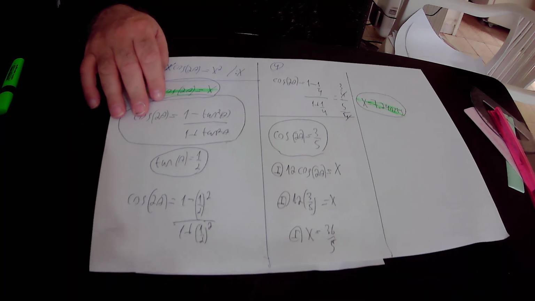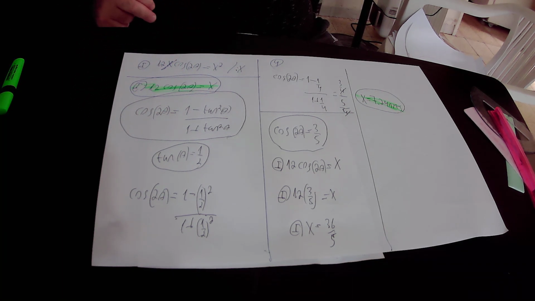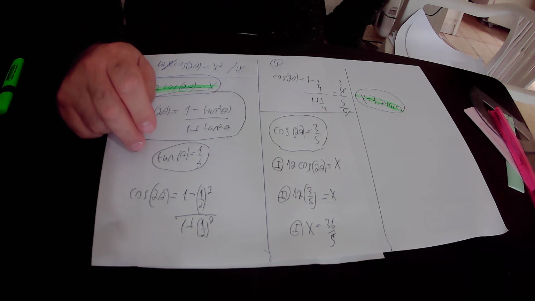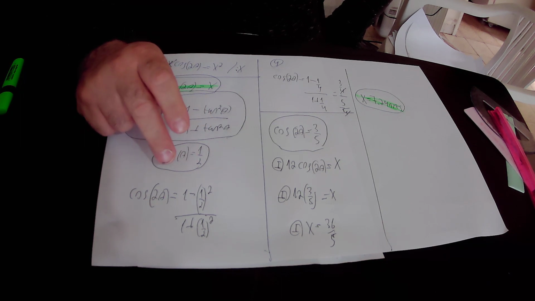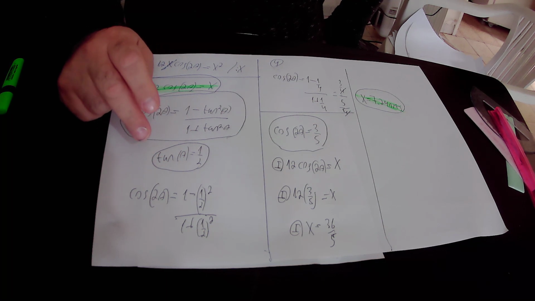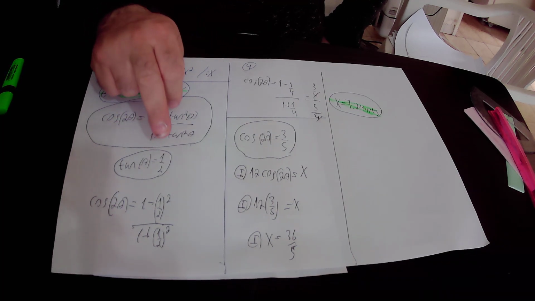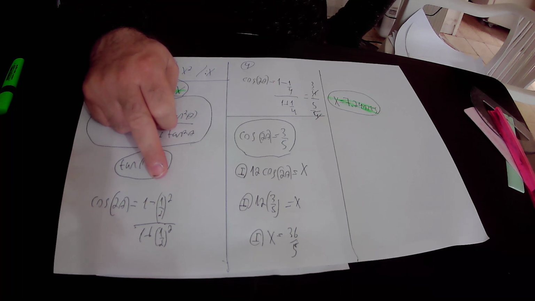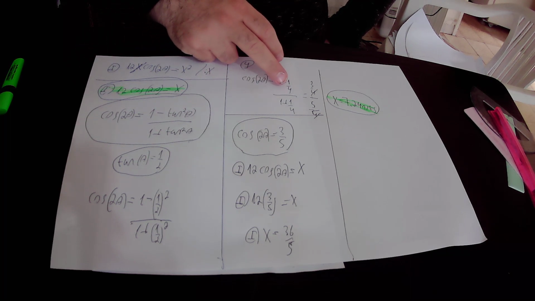We did it, and we got that cosine 2 theta equals 1 minus tangent square theta, where tangent theta equals 1 half. Therefore, tangent square theta will be equal to 1 half squared. So here, cosine 2 theta equals 1 minus 1 half squared, over 1 plus 1 half squared. 1 half squared is 1 quarter. Okay, so we substitute 1 half squared by 1 quarter, and we got that cosine 2 theta equals 1 minus 1 quarter over 1 plus 1 quarter.